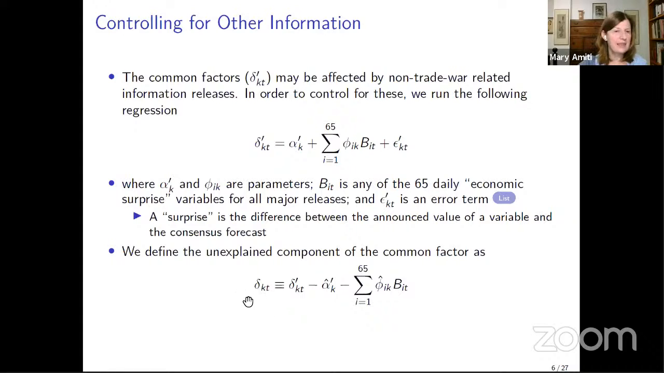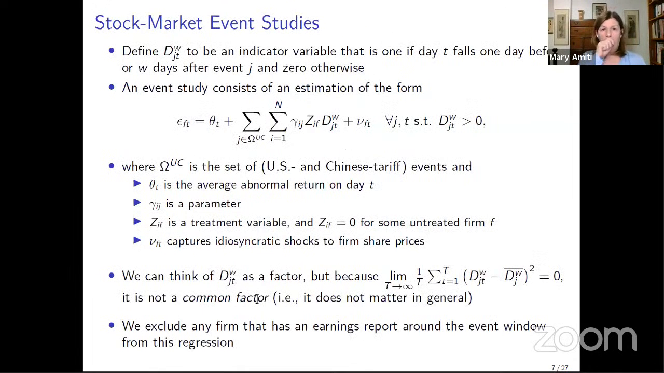Then we're left with this orthogonalized delta that will be part of the common effect. Okay, so let me turn now to the stock market events. We've got our epsilons now, after we've taken out the loadings. First, we're going to define this D variable, which is an indicator equal to 1 if the day falls within a window of the event.